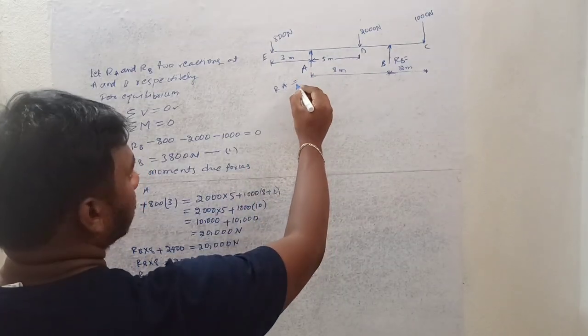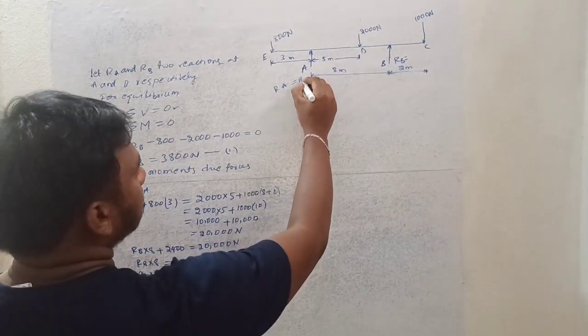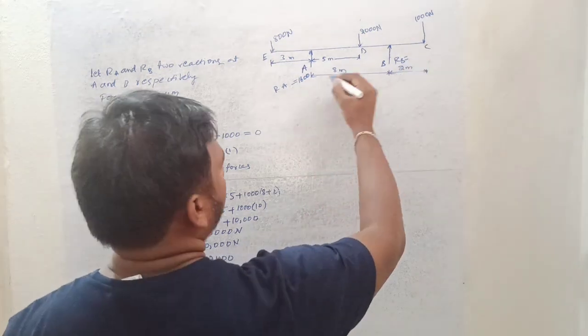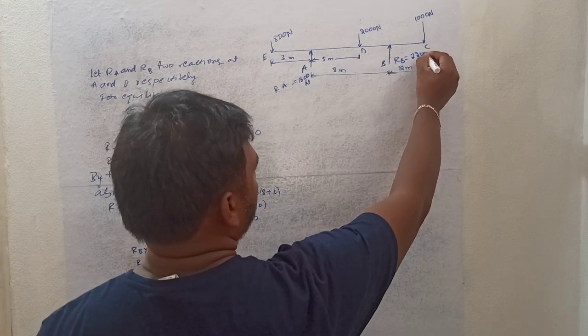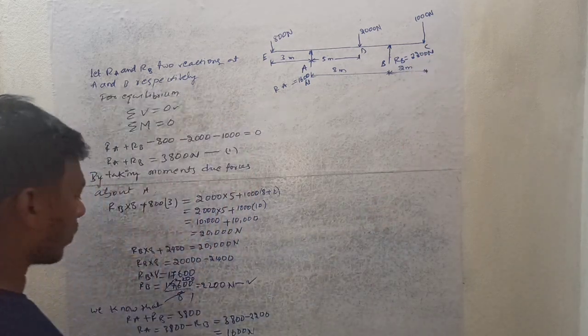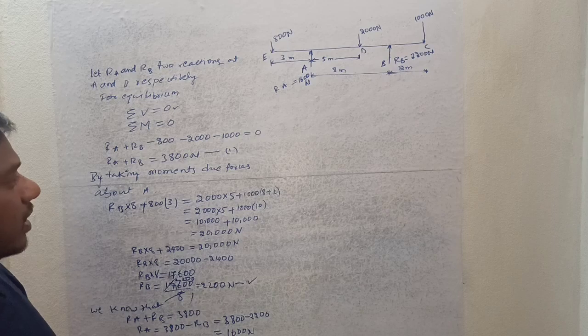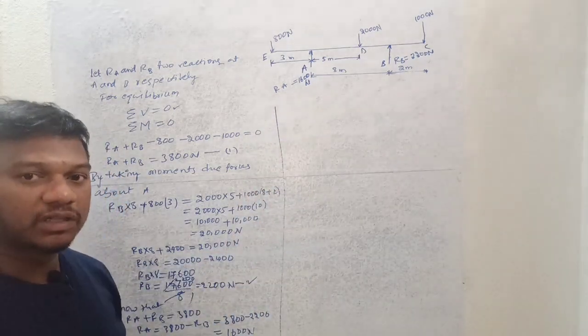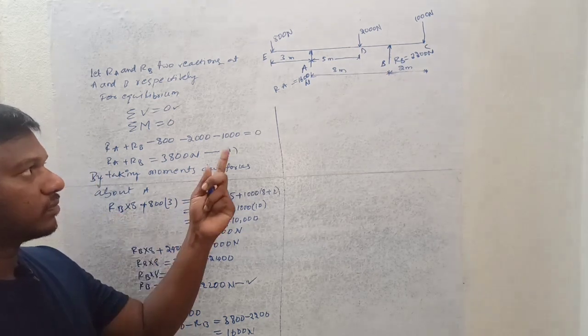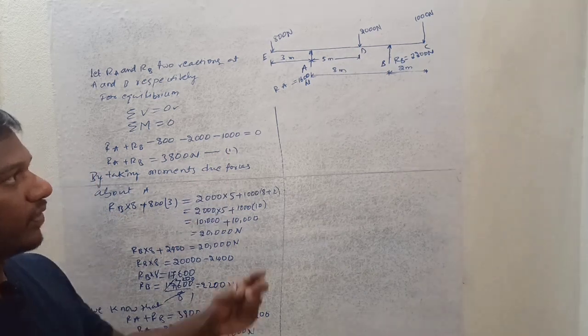So RA equal to 1600 and RB equal to 2200 newtons. Okay, so in this way we determine the reactions. After determination of these reactions, now we determine the shear force at different cross sections.